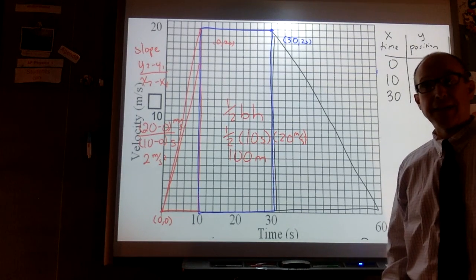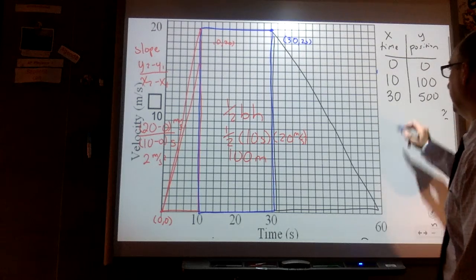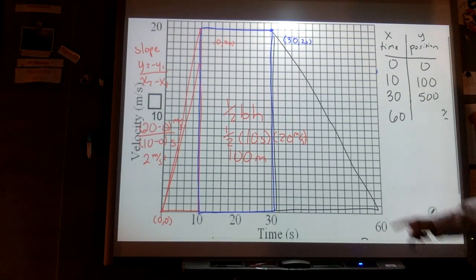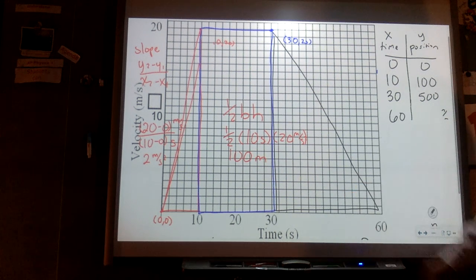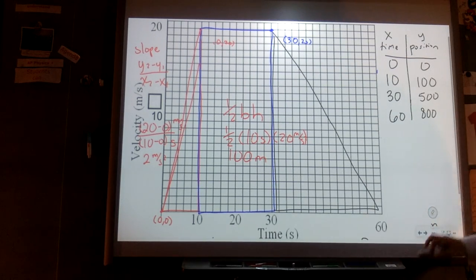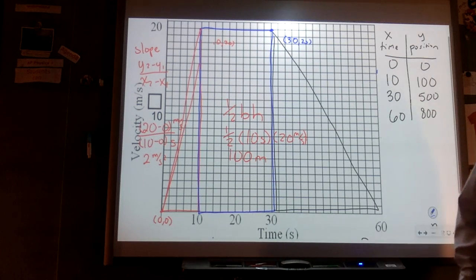Then finally, I slowed down for the last 30 seconds. So it'll take me to 60 seconds. And I traveled this area, which ended up being 300. So now I'm at 800 meters. So I need to graph those 3 points.